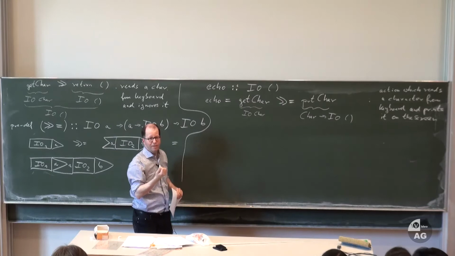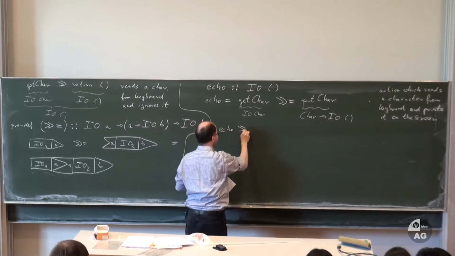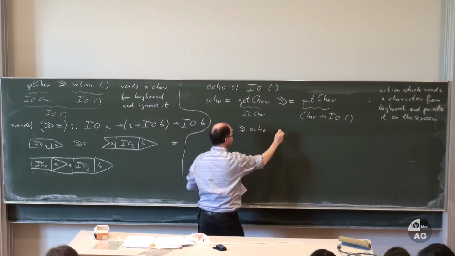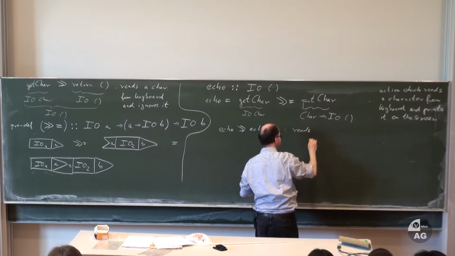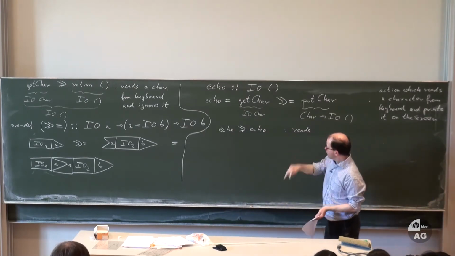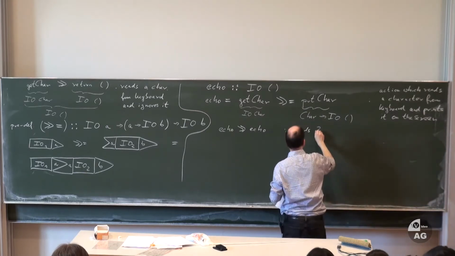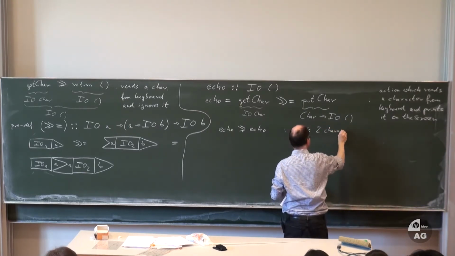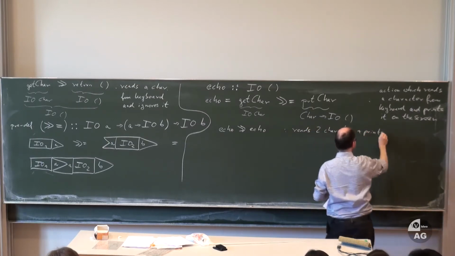Yes? Echo, then echo, right. So if I say echo, then indeed this lets the user type one character and prints it on the screen, and another character and prints it on the screen. So this reads two characters and prints them on screen.